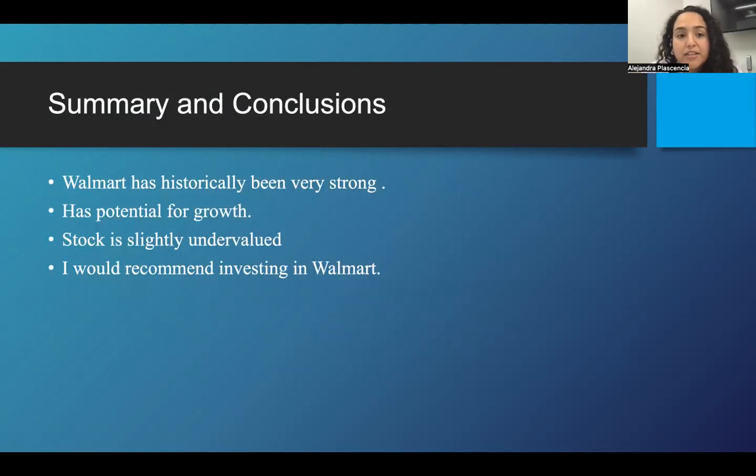And so my summary and conclusions for the analysis are that Walmart has historically been very strong. When you look at their chart of their stock, they've always had good increase throughout the years, and I think they have potential to grow even more. So I think that the stock is slightly undervalued, and I would personally recommend investing in Walmart if you had the chance. And that's it.